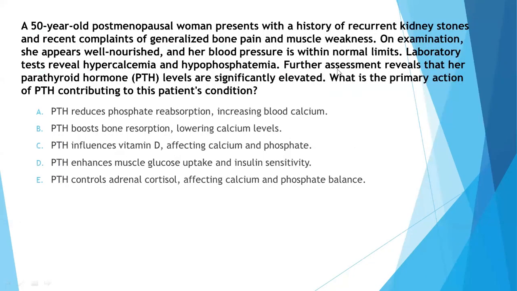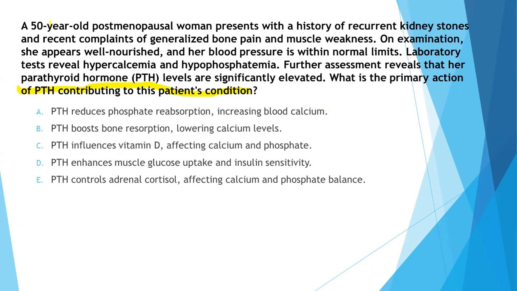So whenever you encounter a USMLE style question, the first thing that you need to do is to read the last line first. Now this will give you an idea about what to look for in the long question stem. So here we have, what is the primary action of PTH contributing to this patient's condition.